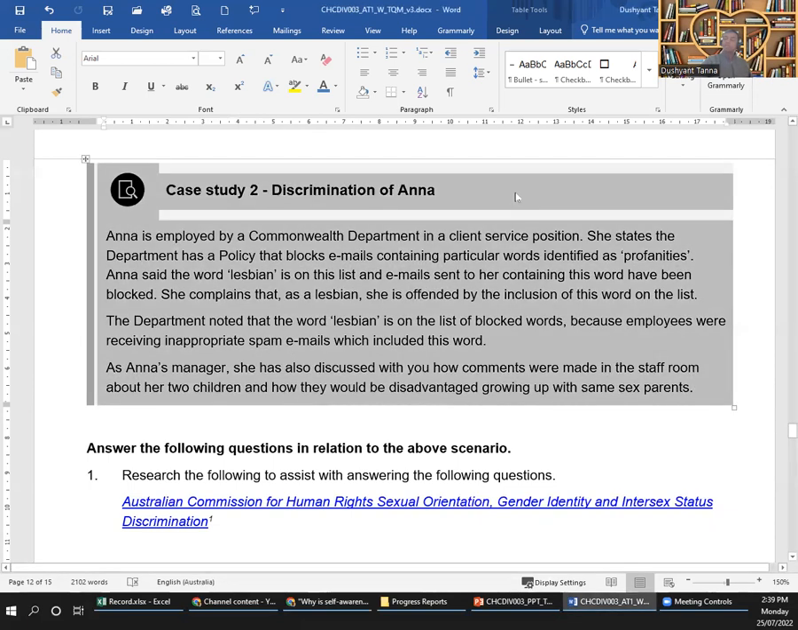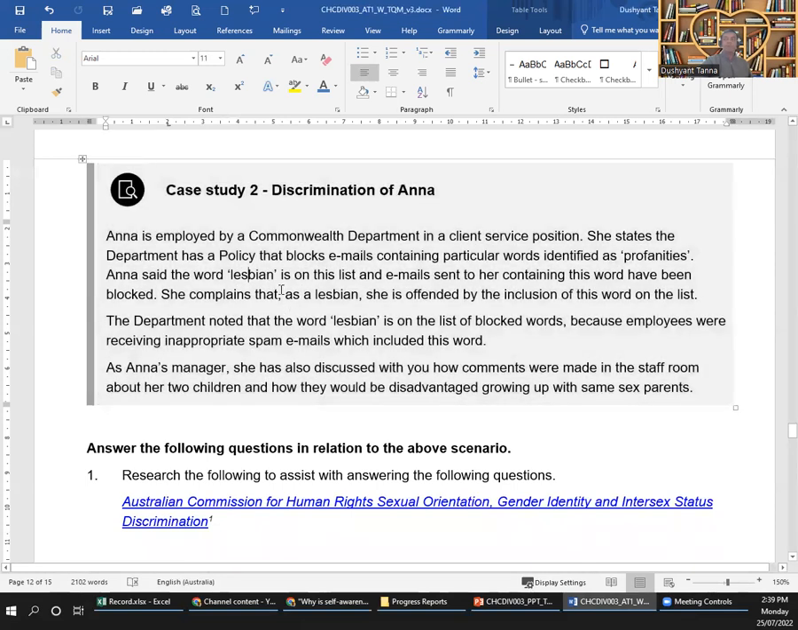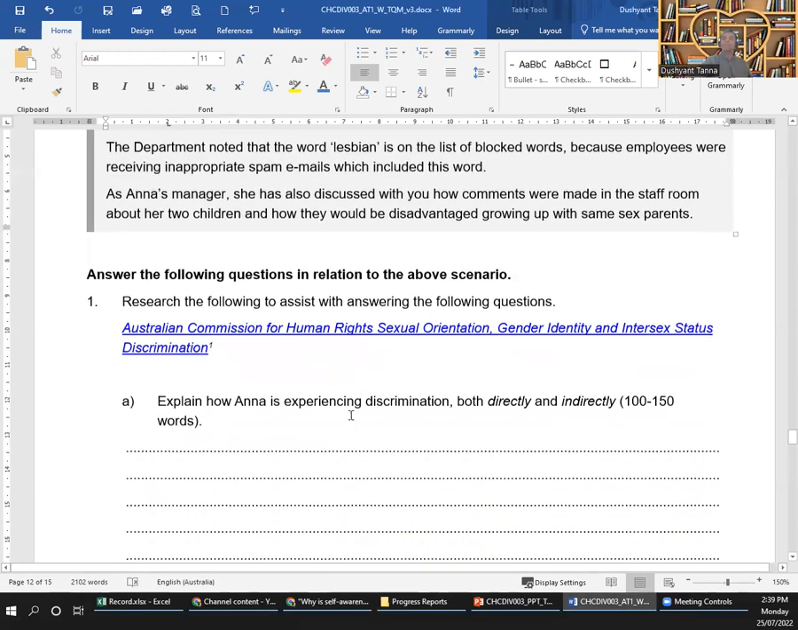So this is the situation. She's working in a government department. All the emails containing the word lesbian have been blocked. She feels offended about it and has raised a concern that it should not be blocked. The department has an explanation that it is on a block list because employees were receiving inappropriate spam email which included this word, right? So as manager, she also discussed how staff members were commenting about her two children, how they were brought up and what disadvantage kids might have if they are living with same-sex parents. Yeah, I would say it that way.